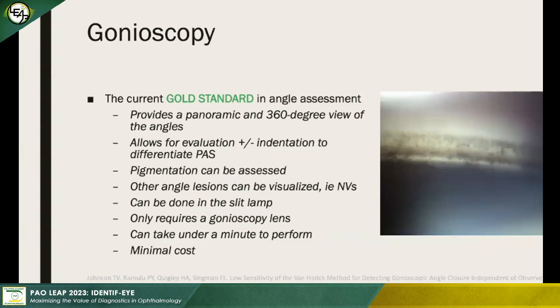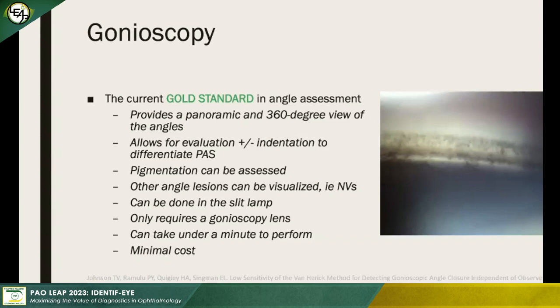So based on everything that we've known and discussed so far, with so much of the information that we've been able to gather with just gonioscopy, really, gonioscopy is the gold standard in angle assessment because it provides a panoramic and a 360-degree view of the angle. You directly visualize it. It allows for evaluation and indentation to differentiate angle closure as synechial or appositional. Pigmentation can be assessed. Other lesions can be visualized, like neovascularization, points of trauma, foreign bodies.